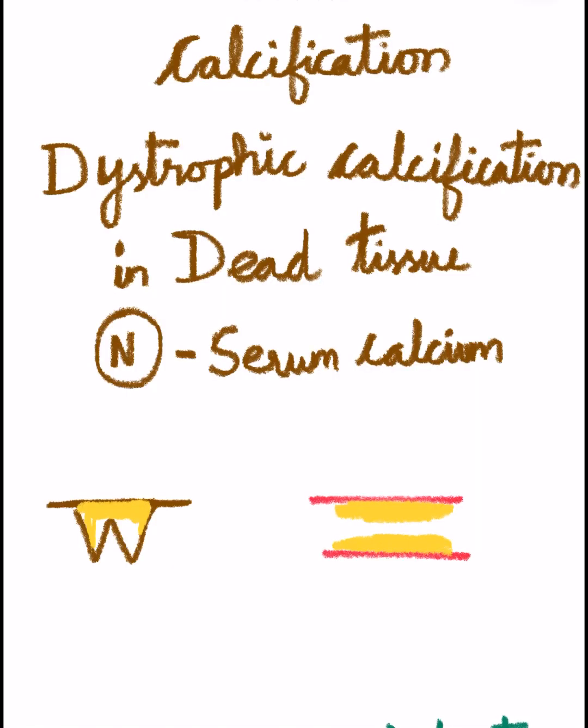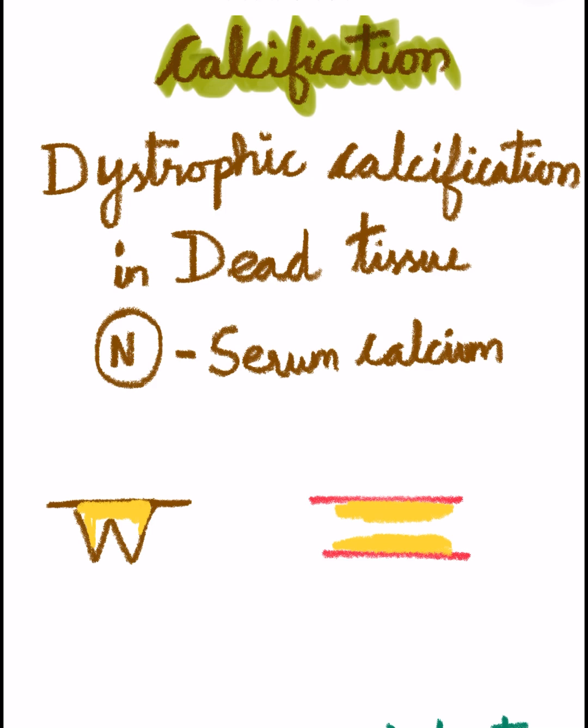Let's learn about the subject pathology. In pathology, we learn the topic calcification. Calcification is a process of calcium deposition, and it may be in a normal tissue or in an abnormal tissue. It may be a physiological reason or it may be a pathological reason. And in case of calcification, we have two types of calcification. One is dystrophic calcification and the other is metastatic calcification.